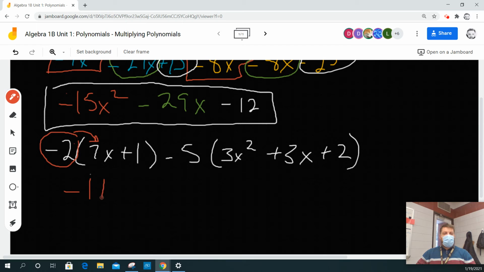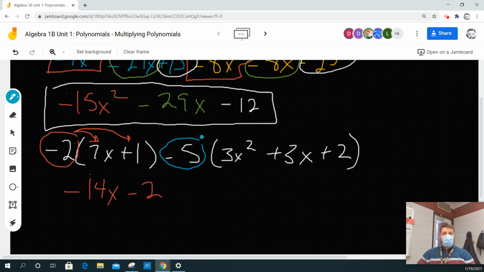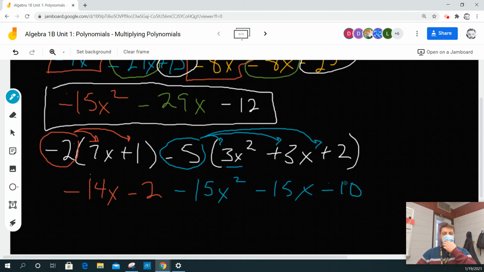I'm going to do the exact same thing, except now I'm going to multiply negative 2 times 7x. What's negative 2 times 7? Negative 14, then we tack on the x. Again, I multiply negative 2 times a positive 1, which gives me negative 2. Over here, I'm going to take this negative 5 and distribute it through the parentheses. Negative 5 times 3x squared is negative 15x squared. Negative 5 times 3x is negative 15x. And then negative 5 times 2 is negative 10.